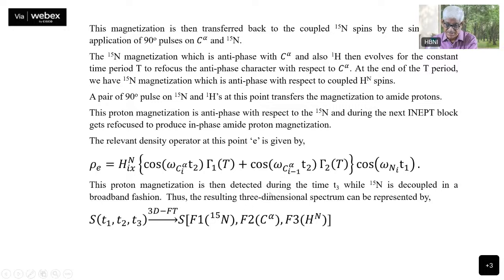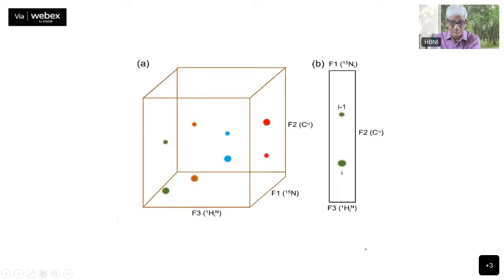This proton magnetization is then detected during the time T3, while N15 is decoupled in a broadband fashion. Thus, the resulting three-dimensional spectrum can be represented as S(T1, T2, T3), 3D Fourier transformation signal. F1 is N15, F2 is C alpha, F3 is amide proton. See, look at the pathway, how it has come. And this is the schematic of this spectrum. So F3 is amide proton, F1 is nitrogen 15, F2 is C alpha. And if I take a cross section, let's take a cross section of this green one there, at the N15 chemical shift of the green one there.